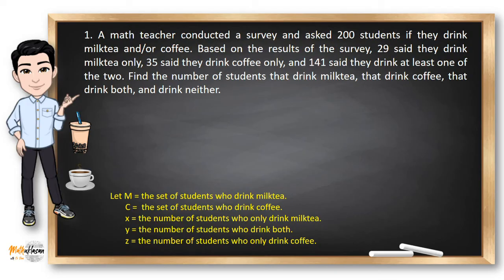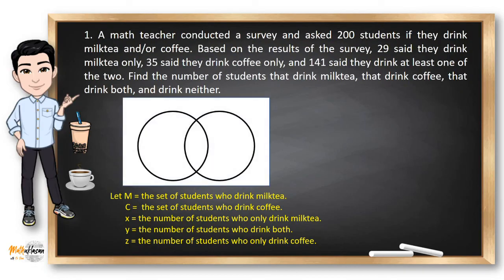We can represent the 200 students using a rectangle, while the group of students who drink milk tea or coffee are two overlapping circles because some students may prefer both milk tea and coffee. So here, let M be the set of students who drink milk tea, while C is the set of students who drink coffee. Now, based on the results of the survey, 29 said they drink milk tea only.